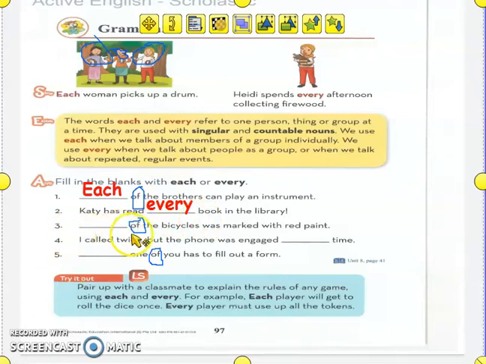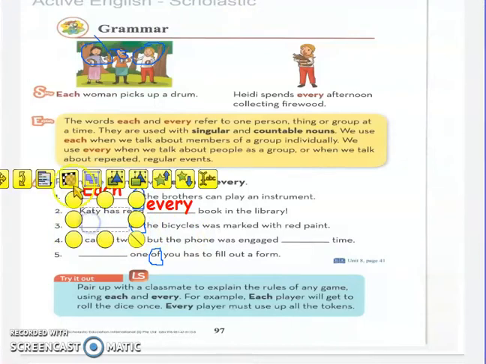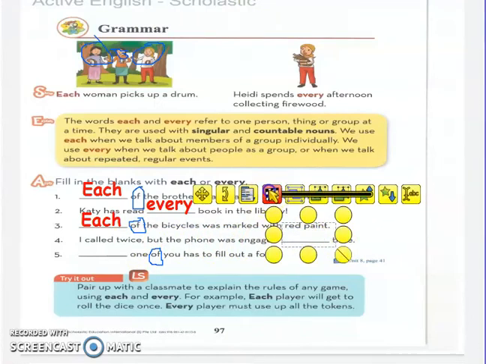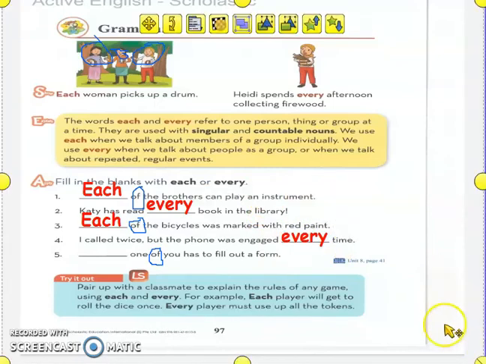Number 3. Of the bicycles was marked with red paint. Here, my students, we have of. So, quickly, what is the answer? Excellent, each. We said that of goes with each. Number 4. I called twice, but the phone was engaged time. Here, every time. Here we talked about a repeated action أو repeated event. نحكي عن حدث يعني منتظم.